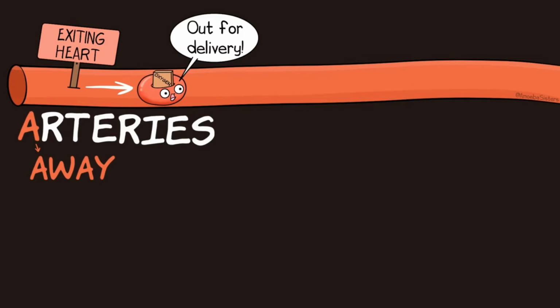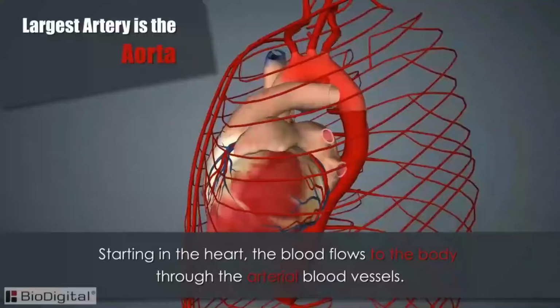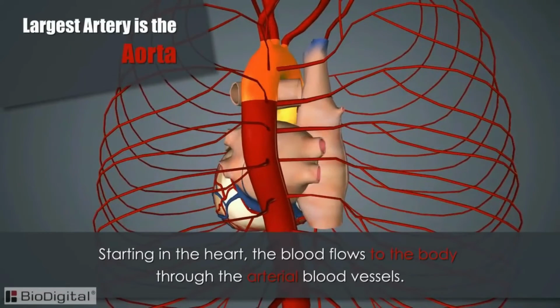All arteries carry oxygenated blood except for the pulmonary artery. The systemic circulation is the part of the vascular system that carries blood from the left ventricle to organs and tissues of the body. The aorta is the major artery of systemic circulation, and it is also the largest artery and is divided into 4 parts: ascending aorta, aortic arch, thoracic aorta, and abdominal aorta.